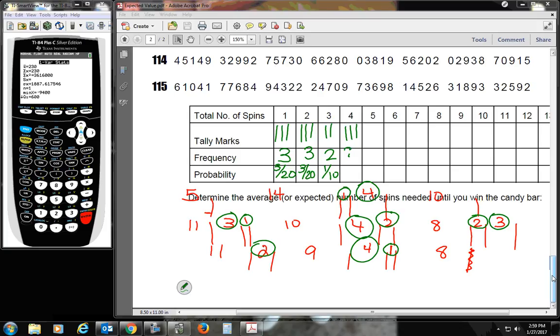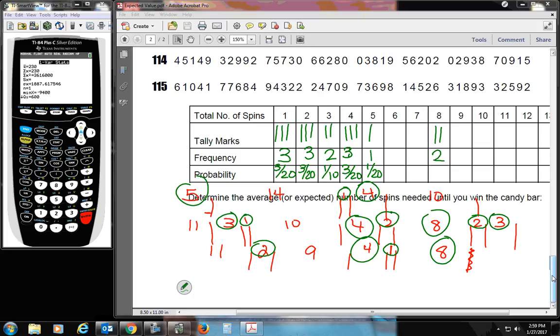Okay, so that needs to be a 3, which makes it 3 out of 20. I do have 1 5, so tally, and it's 1/20th. And then it doesn't look like I have any 6s. It doesn't look like I have any 7s, but I do have some 8s. So I have 2 different 8s here. So 2 tallies, 2, and remember 2/20ths simplifies to 1/10.